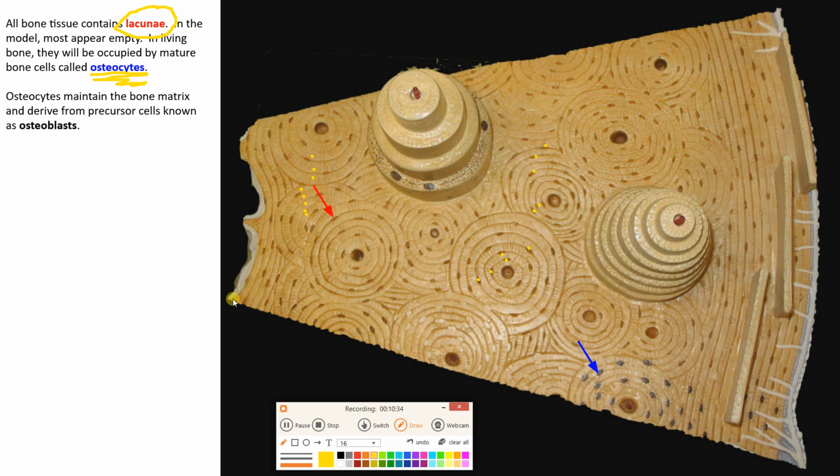Now, just like a chondrocyte was once a chondroblast, osteocytes are derived from cells called osteoblasts. And osteoblasts are the cells that make bone matrix. Okay, notice there are a few osteocytes indicated in this model. So many of the lacunae are empty, but I do have some osteocytes over here. And osteocytes, once upon a time, were osteoblasts.